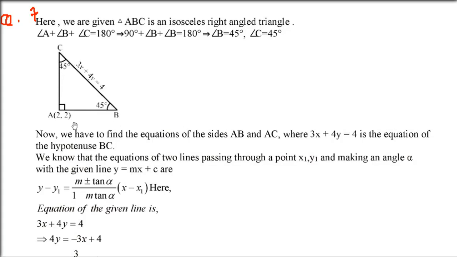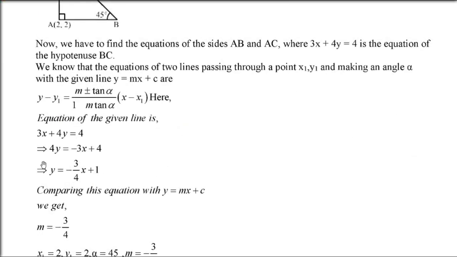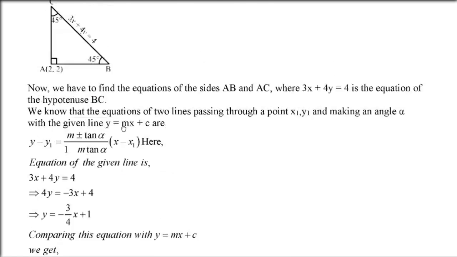And these two lines AB and AC are making 45 degrees with BC. So these lines, which are passing through (2, 2), are making an equal angle of 45 degrees with the third line. So we have to find out this line AB and the other one, AC. So we have this equation. Of course, we can find the m of this BC. So y equals mx plus c, m is minus 3 by 4. That is the equation of the hypotenuse.